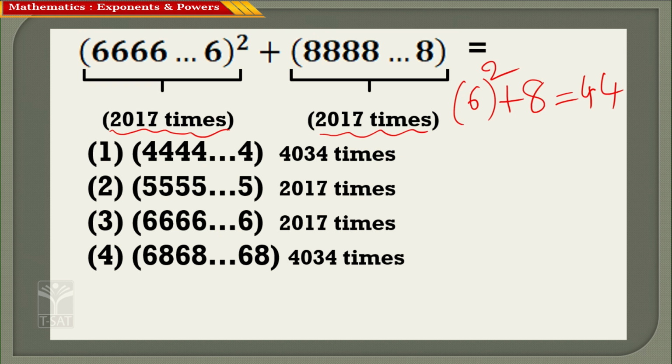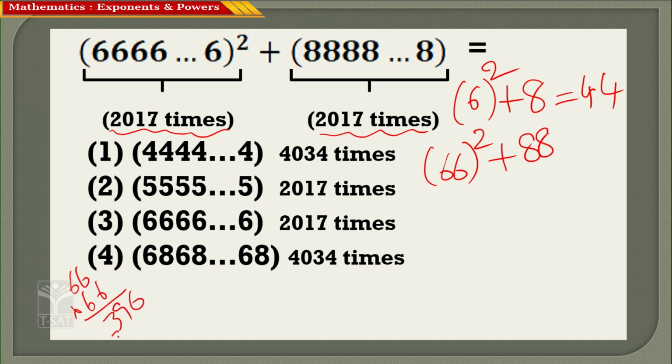If you take 2 times, what happens? 6 you have to take 2 times. So 66 square plus 88. 66 whole square means 66 into 66. Then what are you going to get here? 6 6s are 36, 3, 36 plus 3, 39. Again 3960. Add. 4356 plus 88. What are you going to get here?